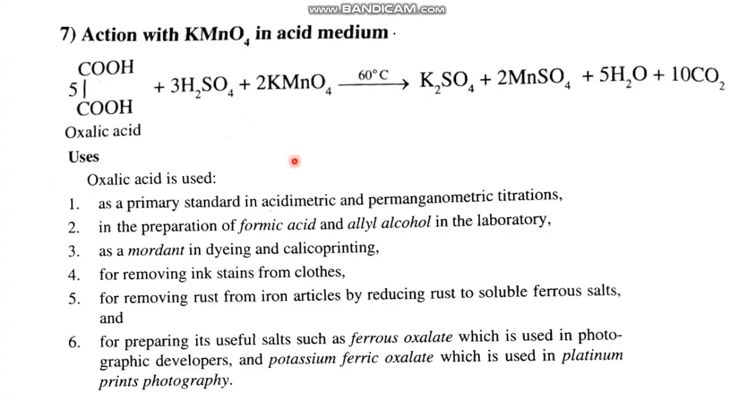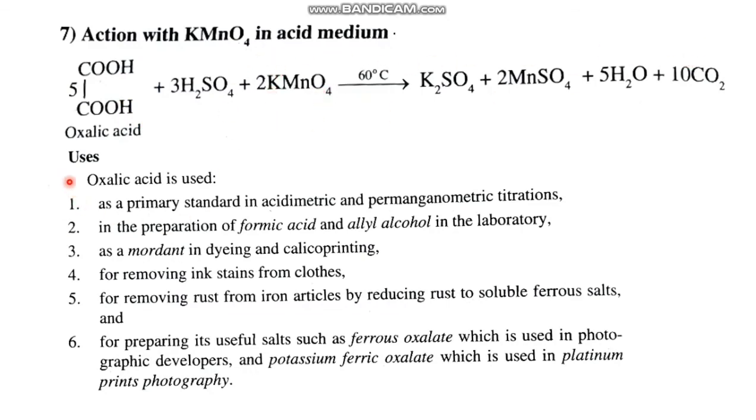This reaction is quantitative and forms the basis for the estimation of oxalic acid by titration against standard KMnO4 or vice versa in the presence of dilute sulfuric acid. Actually, this reaction we have already studied in your previous class. We already did the titrations between this oxalic acid and KMnO4, that is permanganometry.